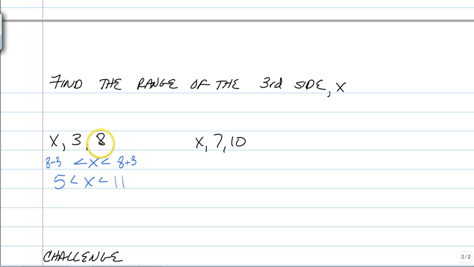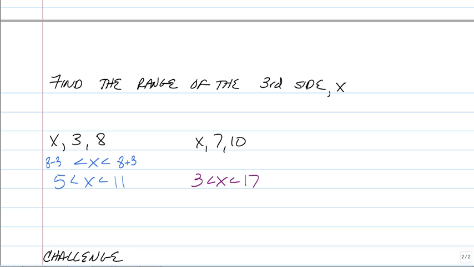But if 8 was the biggest one, then x plus 3 has to be bigger than 8. So that's why x has to be bigger than 5. Okay? So obviously this next one, simple enough. X is going to be needing to be bigger than 3 because 10 minus 7 is 3. But it needs to be smaller than 17. So those 2 small ones can add up to be bigger than it.